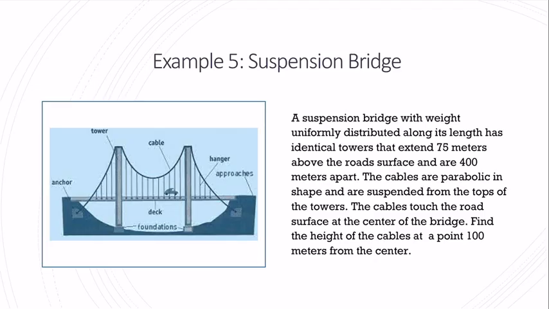For our last example, we have a suspension bridge, and its weight is evenly distributed along its length, and it has identical towers that extend 75 meters above the road's surface and are 400 meters apart. The cables are parabolic in shape, so they're going to form a parabola. And the cables touch the road surface at the center of the bridge. We need to find the height of the cables at a point 100 meters from the center.